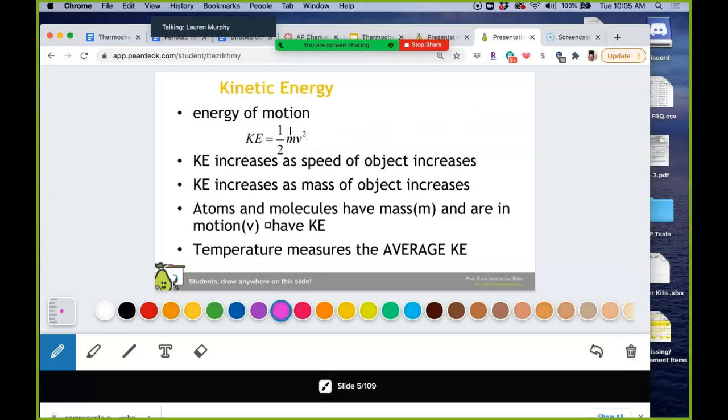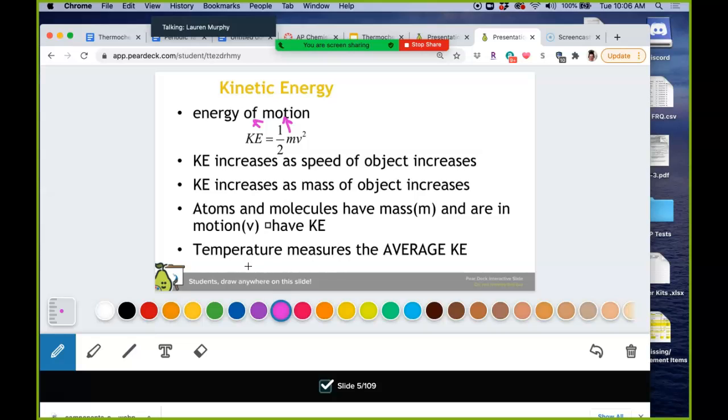If the speed of the object increases, so does its kinetic energy. If something moves faster, it has more kinetic energy. Okay? If the mass of the object is heavier, it has more kinetic energy, not necessarily because it's moving faster, but because it's heavier. Now, all atoms and molecules that have some sort of mass and are moving have kinetic energy.